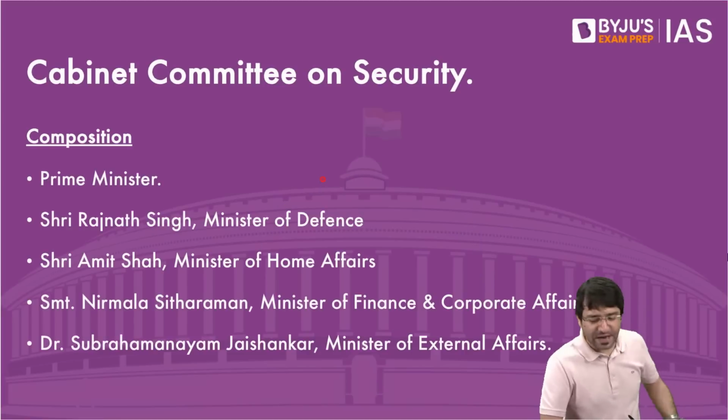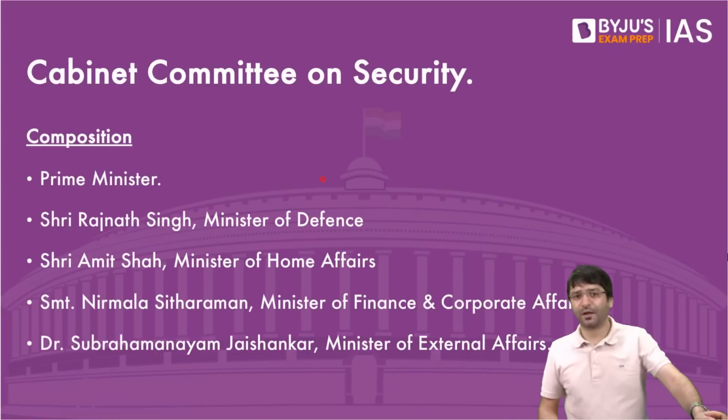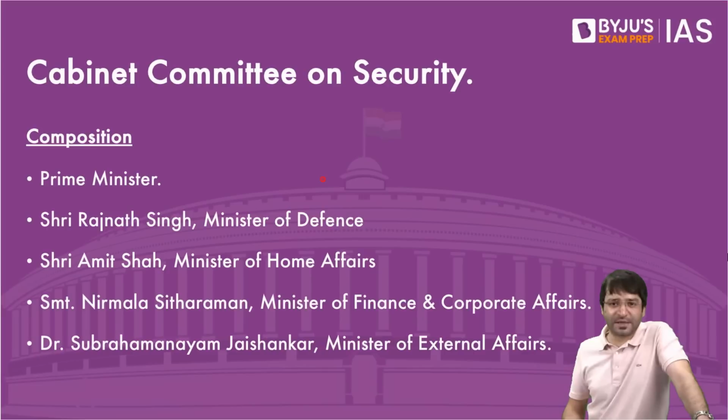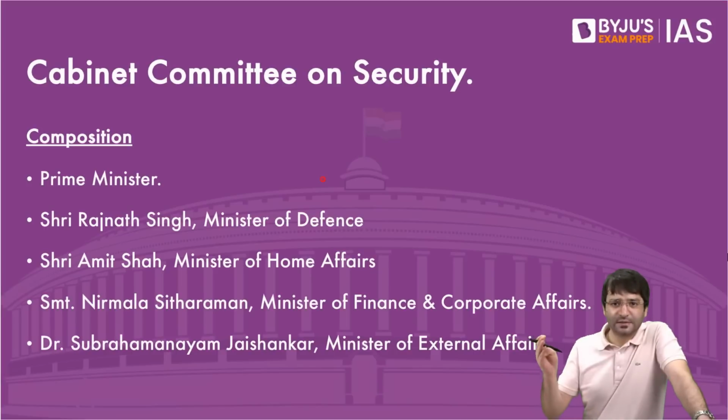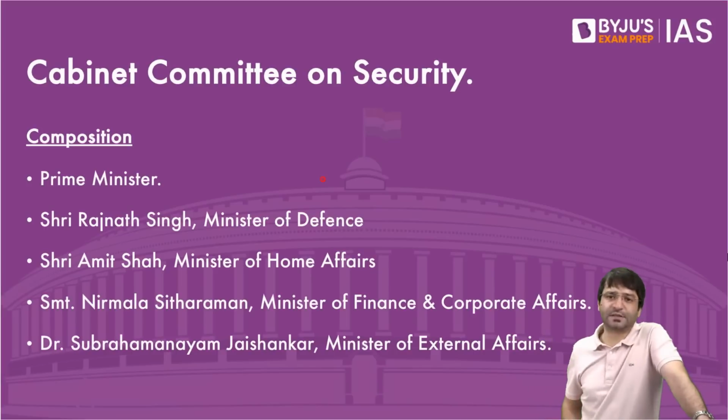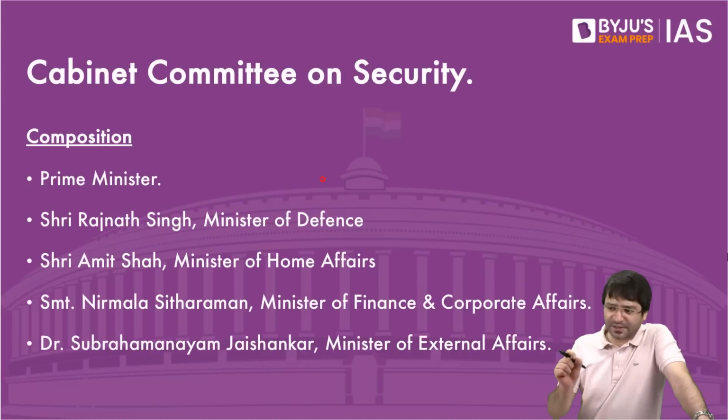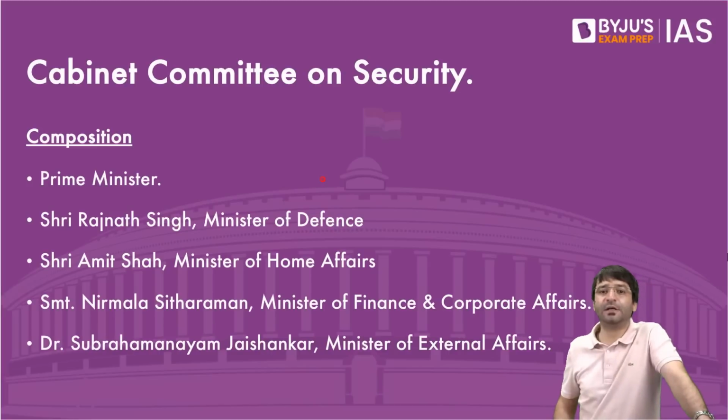Then we have Cabinet Committee on Security, consisting of the Prime Minister and 4 top ministers of the central government. Who are the 4 top ministers? Home Minister, Defense Minister, Finance Minister, External Affairs Minister. These 4 top ministers plus the Prime Minister, they are part of this committee known as Cabinet Committee on Security.